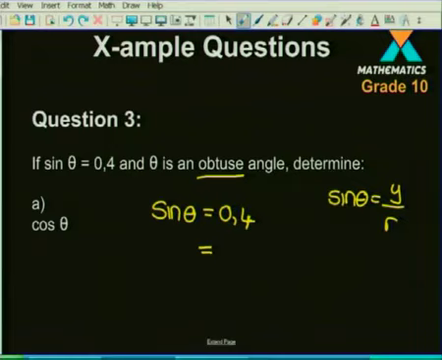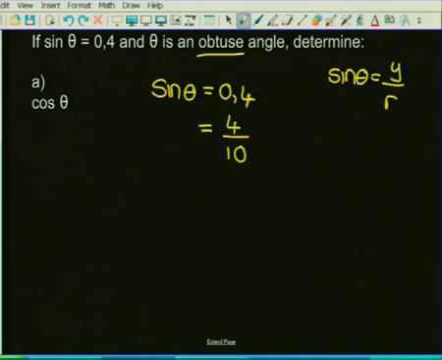But just beware there, because there are many ways to get 0,4, not only one way. So one of the immediate things I'm sure you're all thinking is that it's 4 over 10, which is absolutely fine. Now, if it's 4 over 10, I'm saying that the y value would be 4 and the radius would be 10. But it could just as well have been 2 over 5, and that 2 over 5 would still have given me 0,4. So it would have been y is 2 and r is 5.